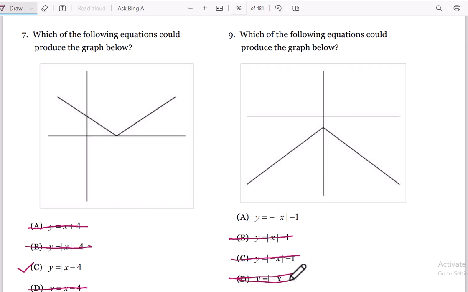So look at this, focus on this. This graph went one unit down, below the positive, like it went one unit to the negative. And then this absolute value function also has a negative here, which means it's inverted. So I think A makes more sense.